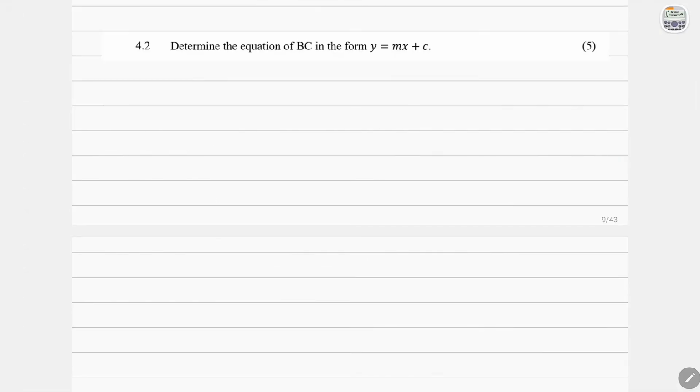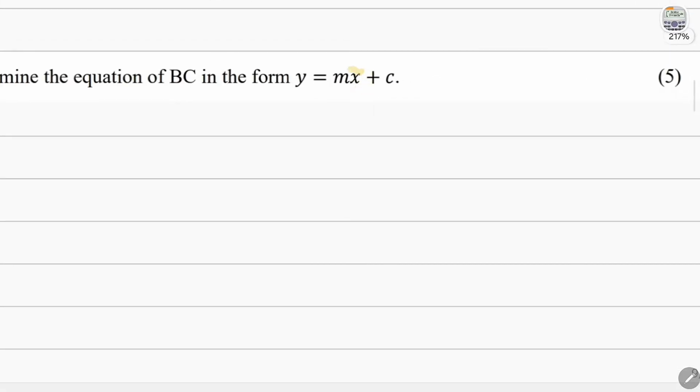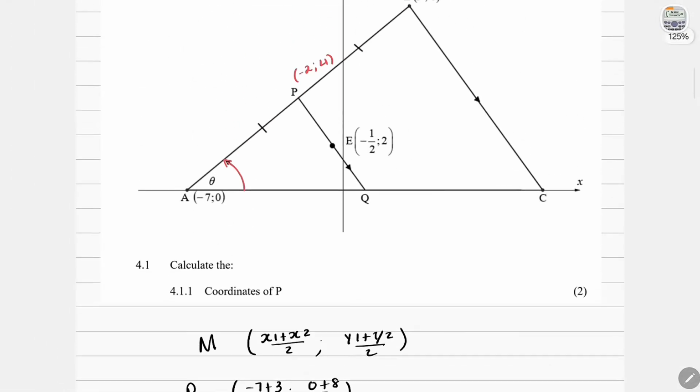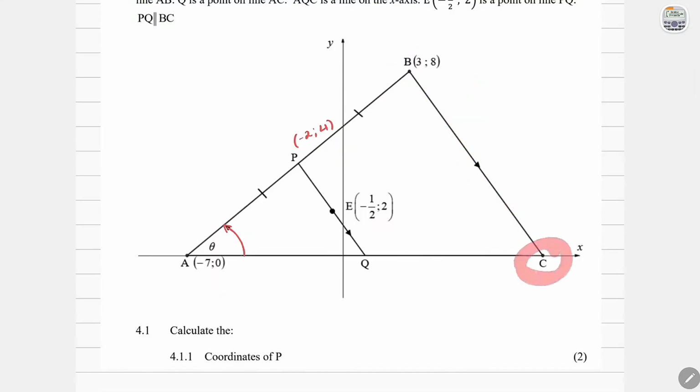Question 4.2 says, determine the equation of BC in the form y equals mx plus c. So we need to find the gradient and then at least one point that can help us to find that y-intercept. So looking at BC, BC is this over here, and we only have B. So we don't have C, but you see that BC is parallel to PQ. So because they're parallel, their gradients are the same because they're slanted in the same way.